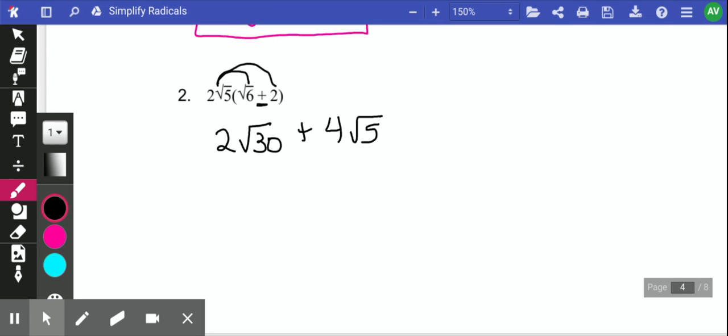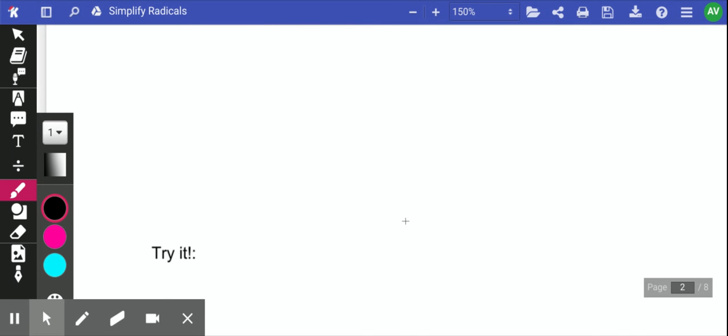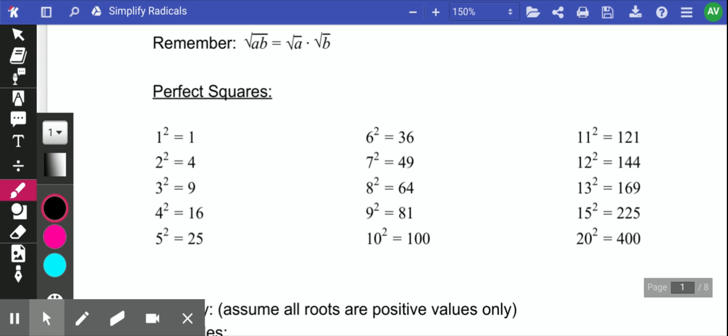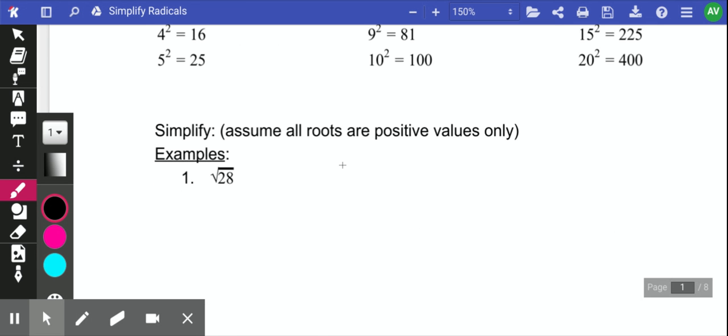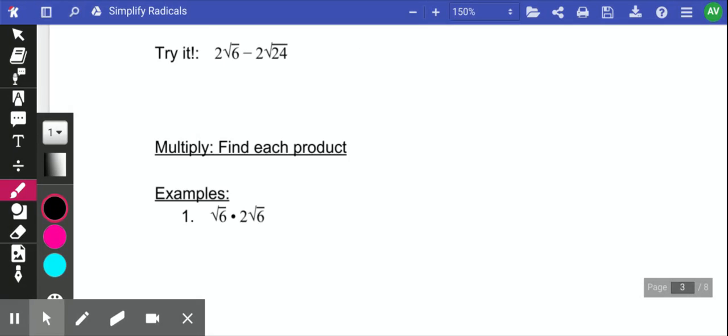Now, radical 30, I don't think any perfect squares go into that. Let's take a look and make sure. So I'm going all the way back up to my top where I have all these perfect squares. So let's see. 30 comes after 36. So 25 does not go into 30. 16 doesn't go into 30. 9 doesn't go into 30. 4 doesn't go into 30. No, I don't think so. I don't think we can simplify it. It'll just stay like that.